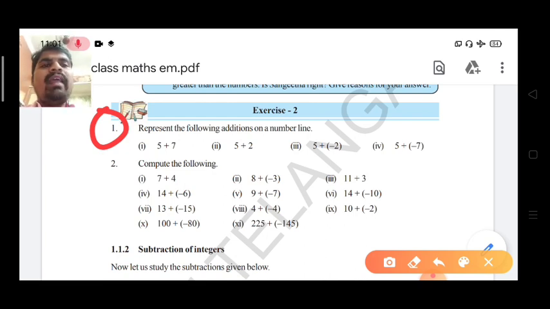So here we have 4 problems. 5 plus 7, very simple, both are positive. How to draw the number line and get the answer, you know very well. The second one, 5 plus 2, you also know very well. Third one, you observe, one is positive, one is negative, already I explained. So you have to follow that.